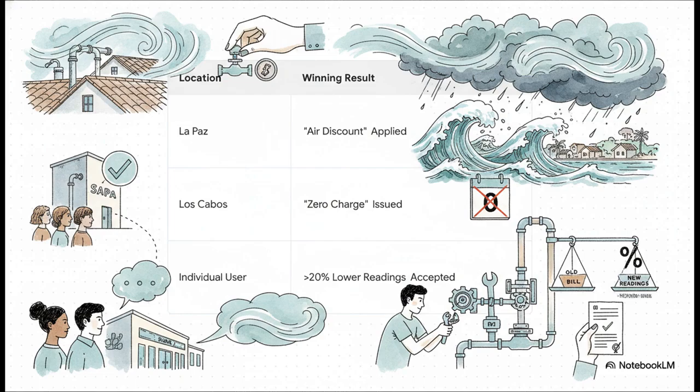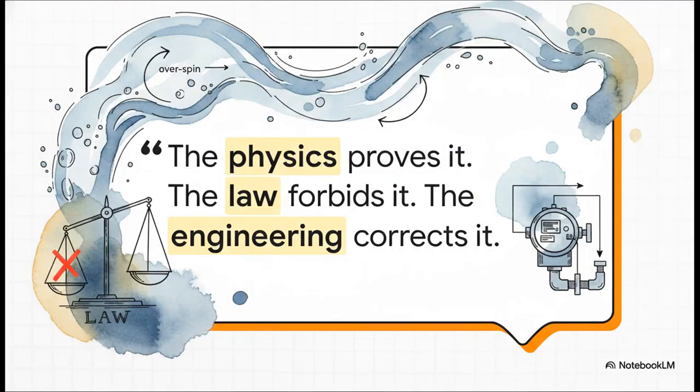In La Paz, people forced SAPA to apply an air discount and recalculate their bills. In Los Cabos, a group complaint led to a zero charge on bills for days when there was major air in the lines. And get this, one person installed their own valve, proved they were being overcharged by more than 20%, and forced the utility to accept the new, lower readings. Victory is absolutely possible.